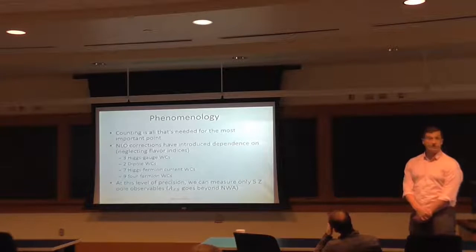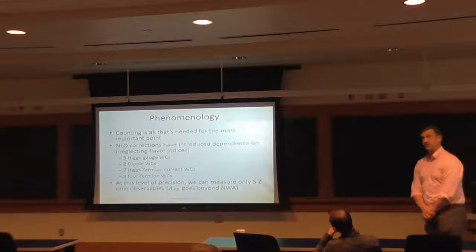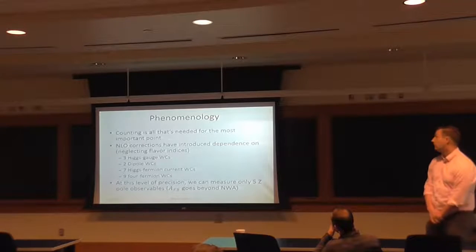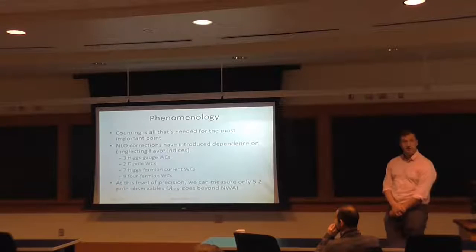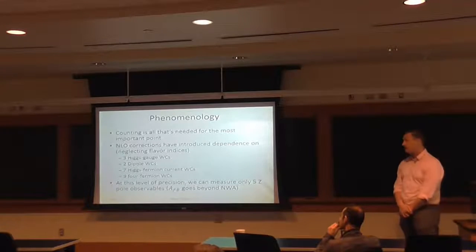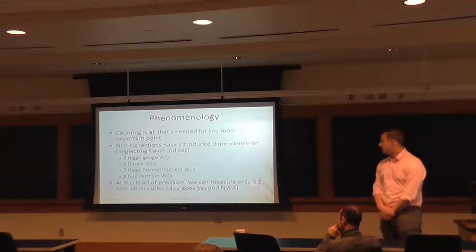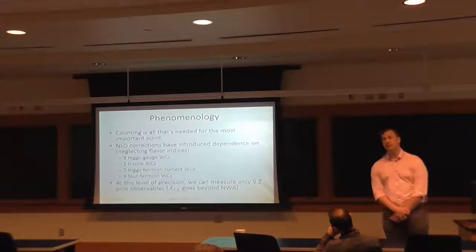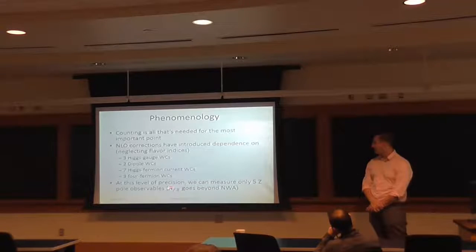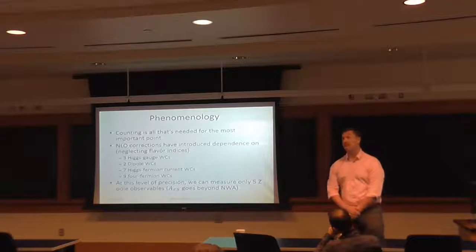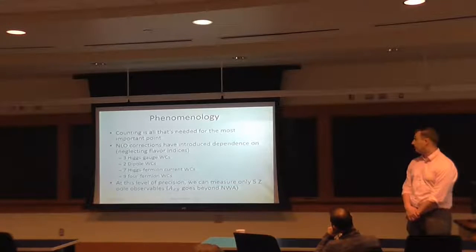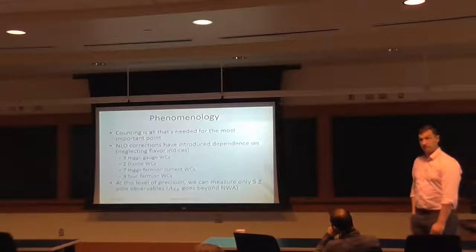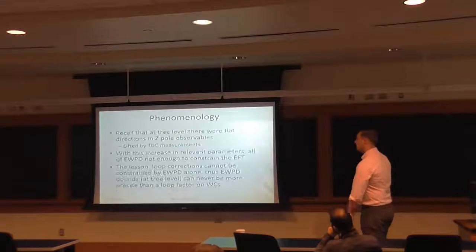So in order to learn something phenomenologically about this, you need to be able to count, and that's about it. The NLO corrections have introduced dependence on all of these different operators in this space. And at this level of precision, we really only have 5 z-pole observables. At one loop order, I don't like to talk about forward and backward until I include the box diagrams, which are not here, because they're gauge interactions. So clearly, I cannot constrain all of these Wilson coefficients based on 5 observables. It just doesn't work.